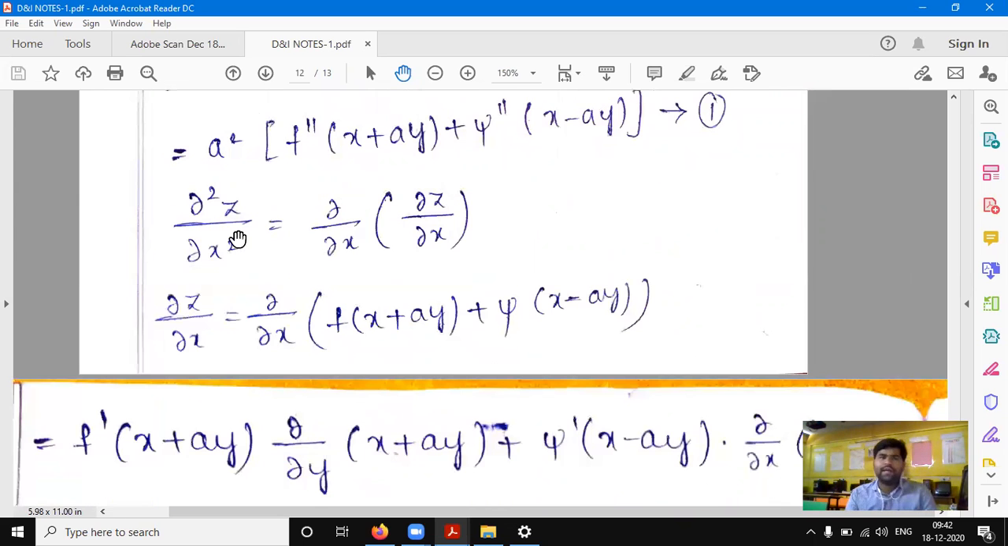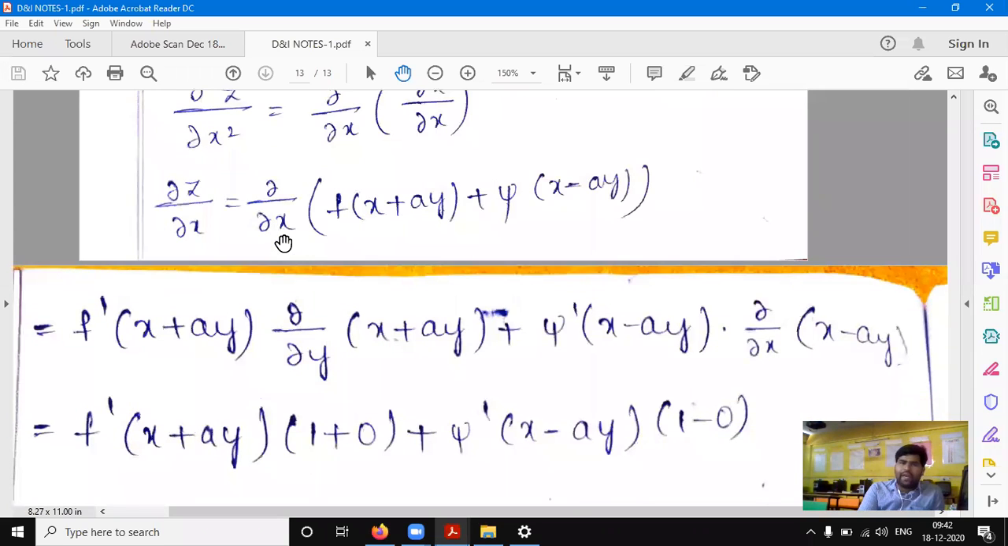∂²z/∂x² is equal to ∂/∂x of ∂z/∂x. So first we are finding ∂z/∂x. That is ∂z/∂x equal to ∂/∂x of z, where z is f(x + ay) + ψ(x − ay). Differentiating with respect to x, the derivative of f becomes f'(x + ay), since in place of x a different term, x + ay, is there.